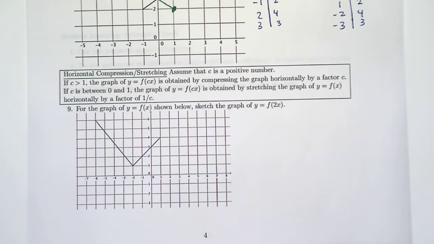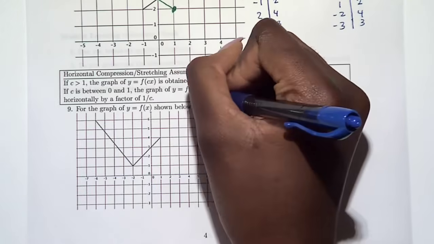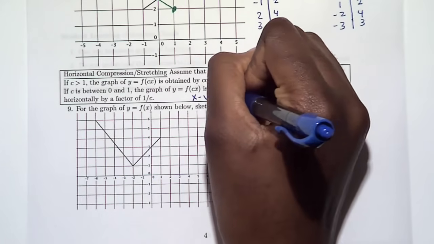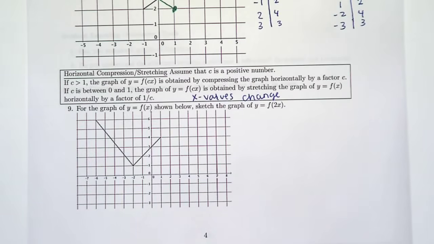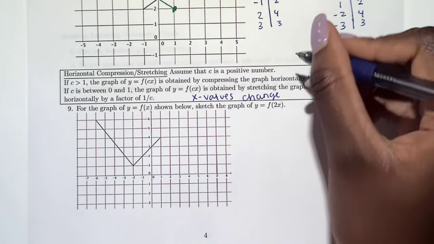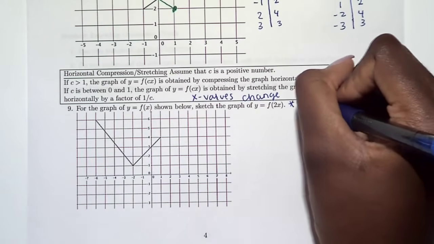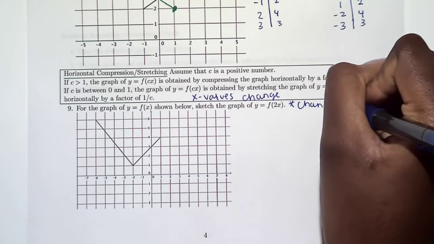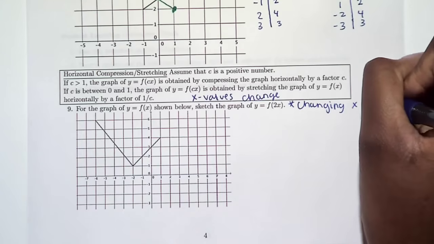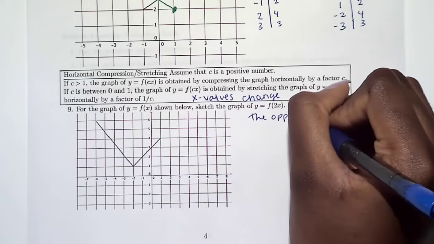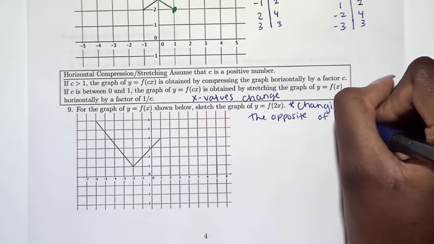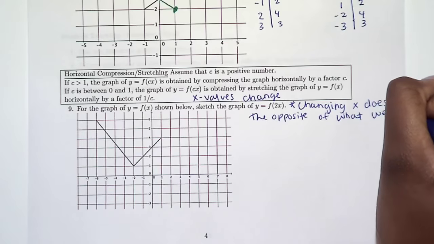Well, that's because what are we affecting here? We are affecting the x-axis, right? It's inside the function, so x values change. And so when x values change, the opposite of what we expect happens. Changing x does the opposite of what we expect.